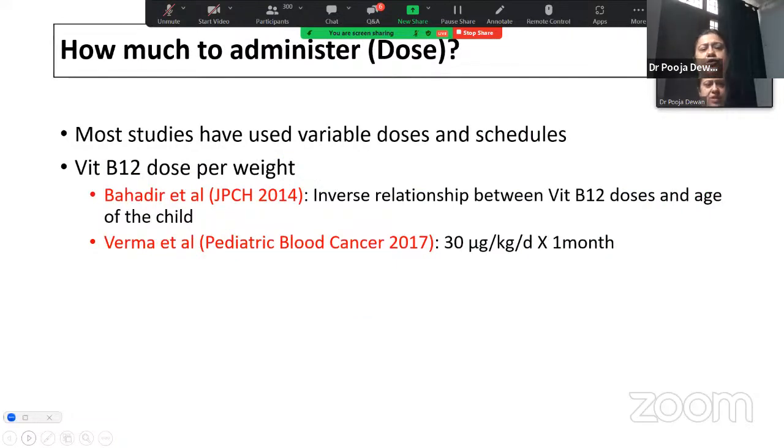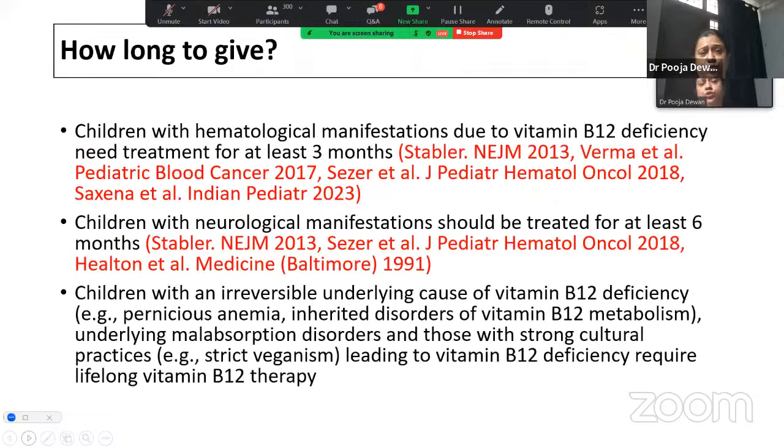Can we move on? So how much to give? There are no standardized protocols for administration, because you will find that different people have used different schedules and different doses. But there are only two studies which showed that you should have an age-wise or weight-wise dose of B12. The study of Bahadir et al., published in JPCH in 2014, showed an inverse relationship between B12 doses and the age of the child. And there was a study published from Lady Harding by Verma et al., where they used a weight-based dose of B12 of 30 microgram per kg per day, and it was found to be effective when used over 1 month.